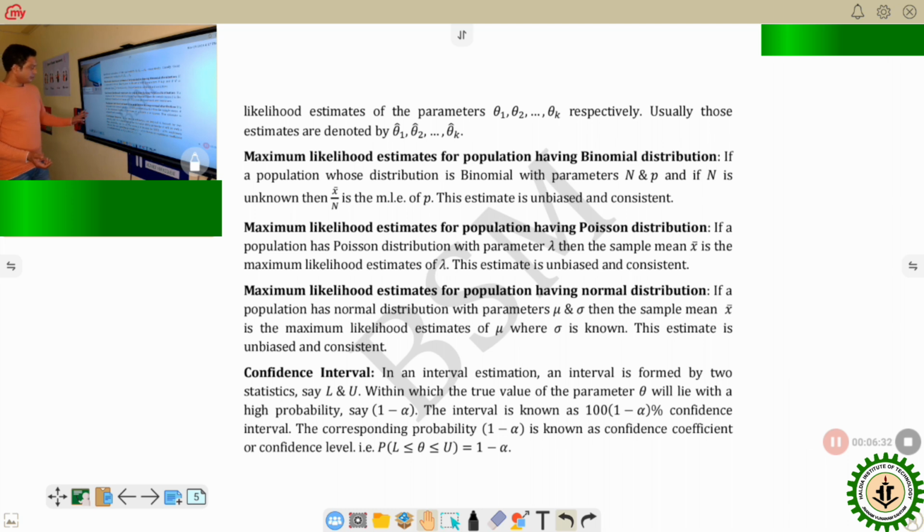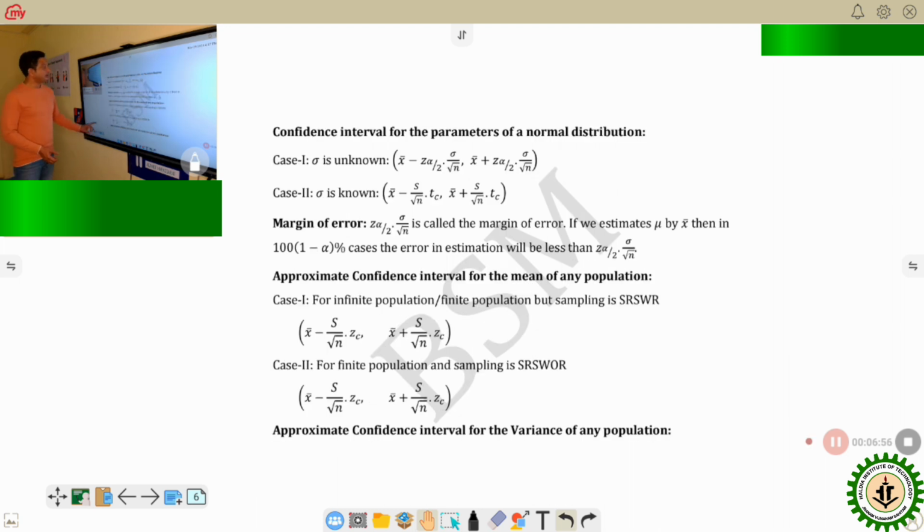Now there are some maximum likelihood estimate values for mu and sigma, given here. You can check them, but we will basically concentrate on the confidence interval. Basically, you have to find the confidence interval for the population mean or the population variance. These are the two questions we will ask you in the exam. So let me go to the confidence interval for the parameters of a normal distribution.